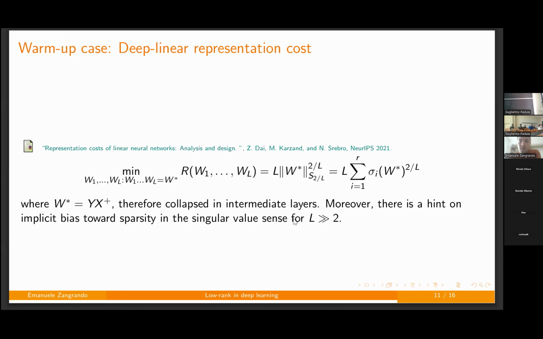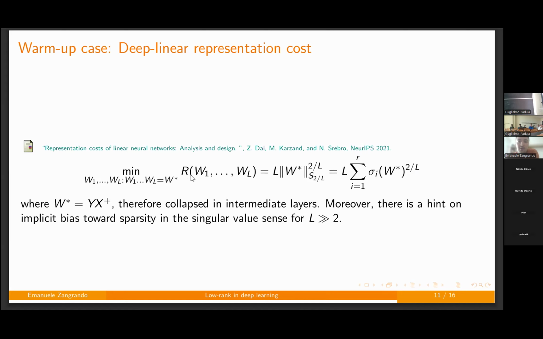I would like to mention also that this representation cost can be studied analytically for the deep linear case. That's been done in different works here, for example. Essentially, the minimum of this L2 representation cost is a rescaled version of a Schatten-2 quasi-norm. So essentially this is an LP norm on the singular value vector. In fact, it can be written like this.